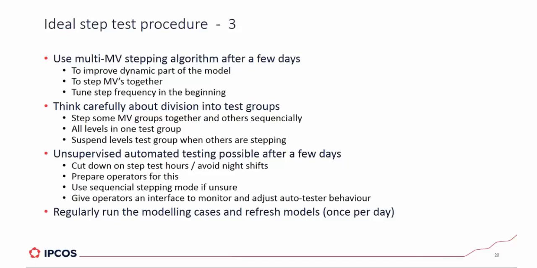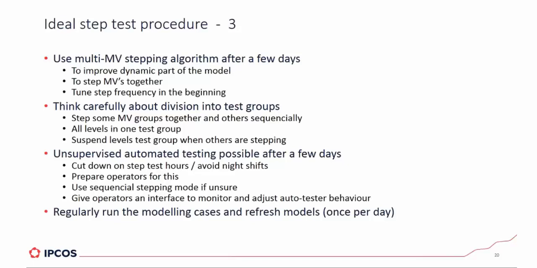Typically, we would say if there is uncertainty, do the unsupervised testing in a sequential mode, in a mode where only one MV would be stepping at a time, just to give more of a comfort zone to the operator and prevent him from interfering with the step test himself. It is very useful to give the operator an interface by which he could monitor the test, especially seeing the expected steps to be made.